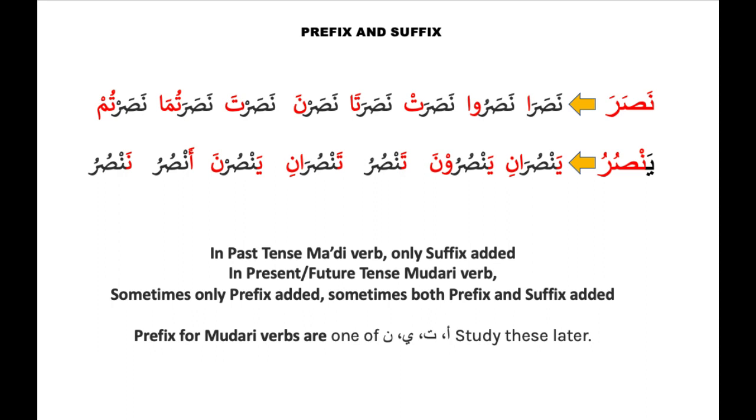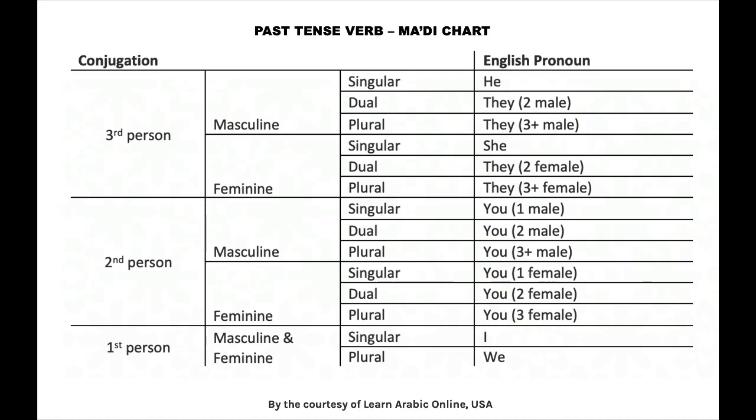I hope you understand these terminologies now, prefix and suffix. Inshallah, we'll talk about this more later on. Okay, let's understand this chart. On the right-hand column, there are 14 pronouns. And the second column from right has got the singular, dual, plural, and so on.